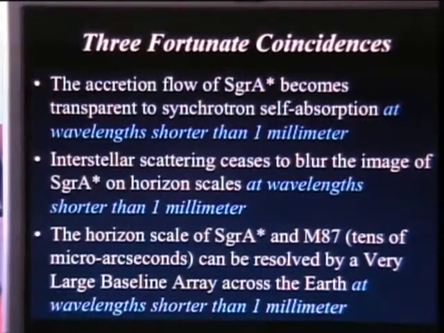So you can ask, suppose we build a telescope as big as the Earth, what would be the wavelength for which we will get the necessary resolution? And the answer is 1 millimeter. 1 millimeter over the diameter of the Earth gives you just the right resolution to be able to image Sagittarius A star. And it's a pure coincidence that all three considerations lead to the same wavelength. And we are lucky to live at a time when the accretion rate onto Sag A star just gives us transparency at wavelengths shorter than 1 millimeter. And so the only thing that remains is to build a telescope as big as the Earth.